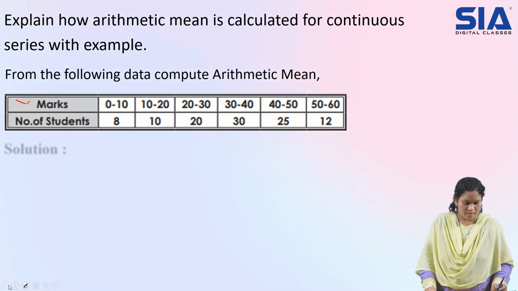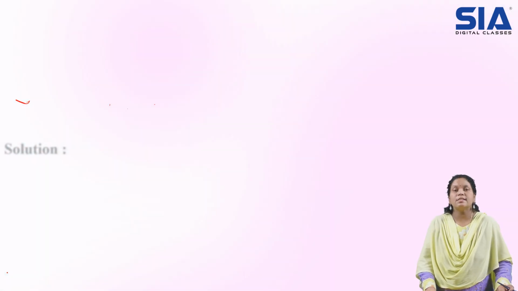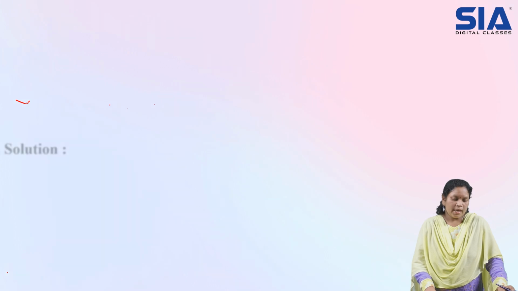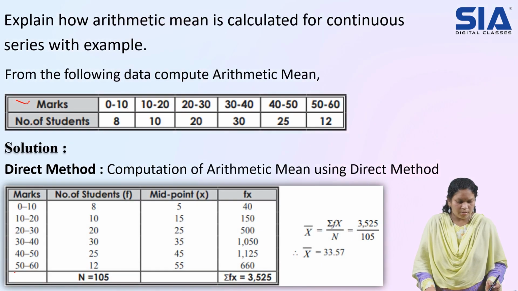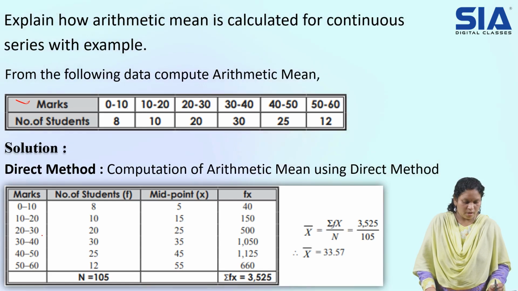Now let us go for the solution. Whatever steps we just discussed, let us do in this particular example. Check how the table has been framed. First column, the marks column: 0 to 10, 10 to 20. Whatever the question has given, make it the first column.